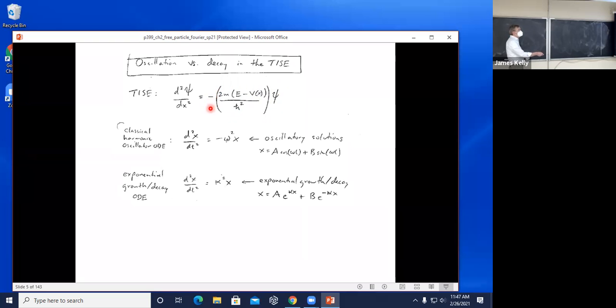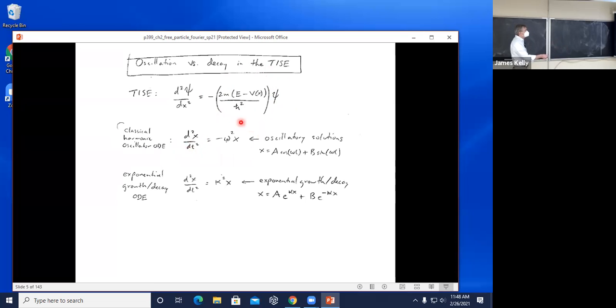And so generically, in that small region, how is the solution going to behave? Well, in the case where you're in a region where E is bigger than V of x, in other words, the energy of your state is above V of x, which is rather small there, then the thing in the big parentheses is positive, and you have the second derivative with respect to that.